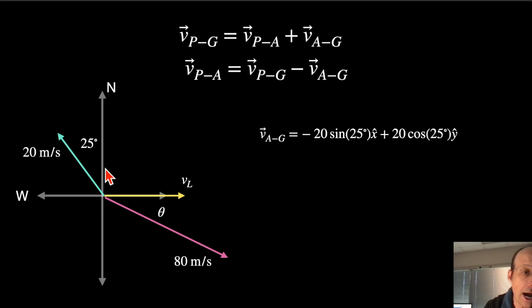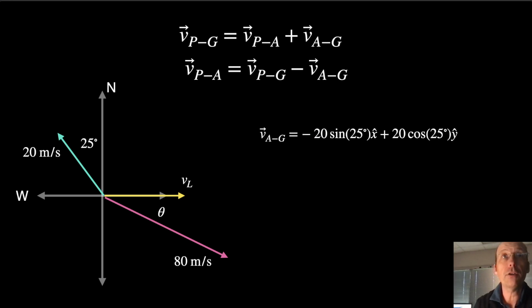For the y direction, the north direction, I'm going to use the cosine because that's the adjacent side of that right triangle. So this is one of those examples where you can't just say sine is y and cosine is x. It doesn't always work. Be careful. So I get 20 cosine of that, but it's in the positive y direction.